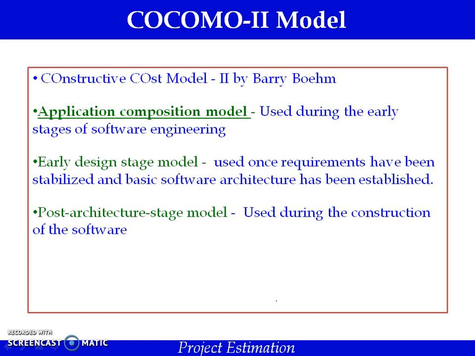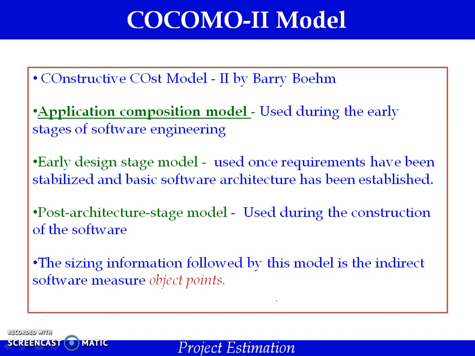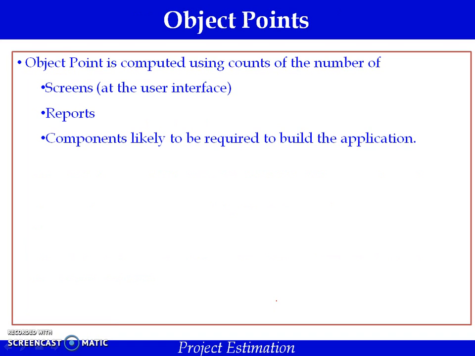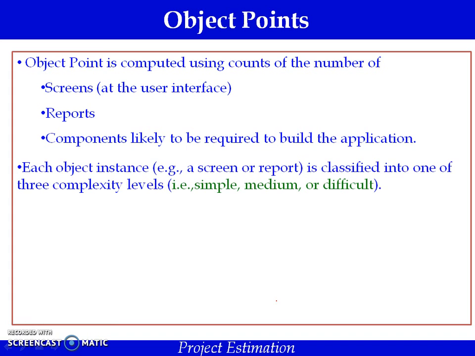The third one is the post-architecture stage model. That is, when the implementation is going on, during that time also this model can be used for the estimation. This COCOMO II model particularly uses object points as the sizing information. Object points are computed using counts of three pieces of information. The first one is the screens, that is the user interface between the software and the user. Then the number of reports to be generated. Then components likely to be required to build the applications.